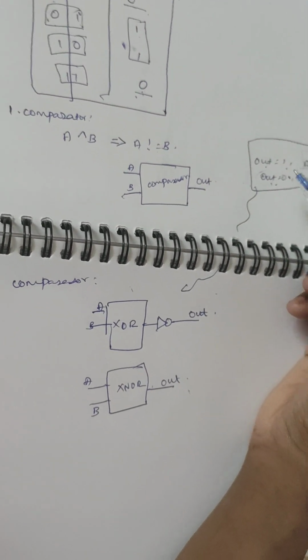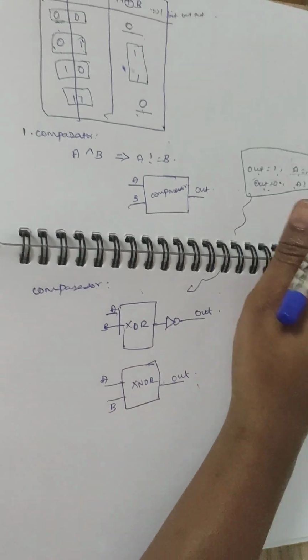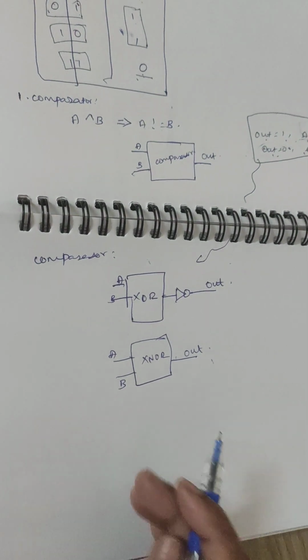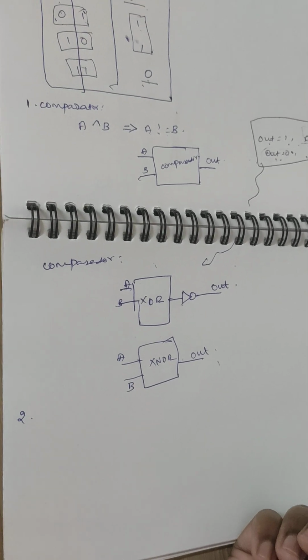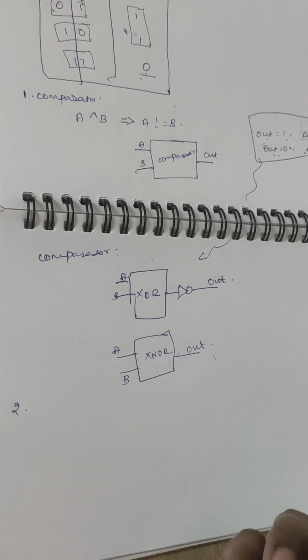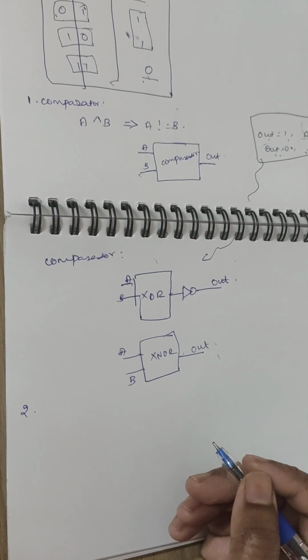Okay, so this is based on the specification. We just compared our truth table and we got this. So this is one of that, and we'll go for another one. Another application where it is getting used.